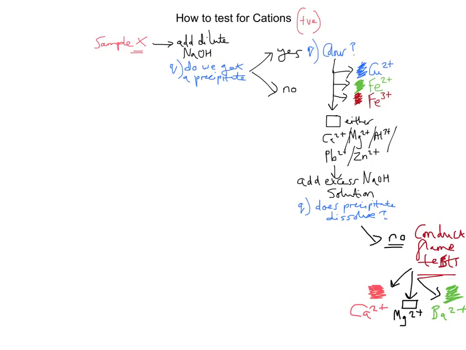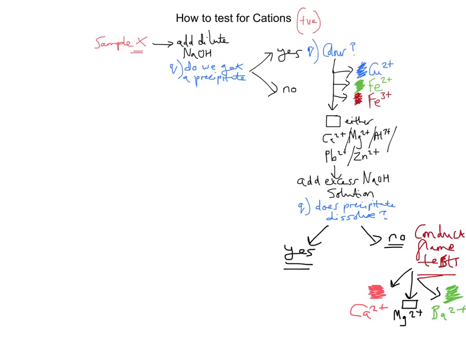So if we've added excess NaOH solution and the precipitate does not dissolve, then we'll conduct a flame test, and this is what we'll get. If that precipitate did dissolve, so if the answer to this part was yes, then that gives us a few other possibilities. It could be aluminium, it could be zinc, or it could be lead.